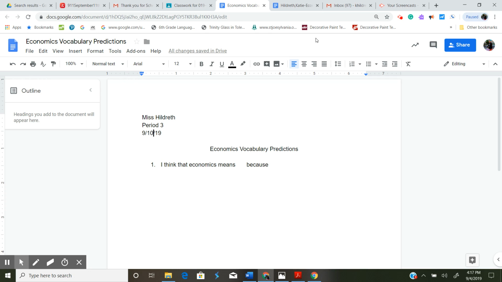Now, just a reminder, you may either type it or write it, okay? Whichever way you want to do it. Turn it into the bucket if you write it. Turn it into Google Classroom if you type it. If you handwrite them, make sure that you always put completed in Google Classroom so that there's no questions, okay?